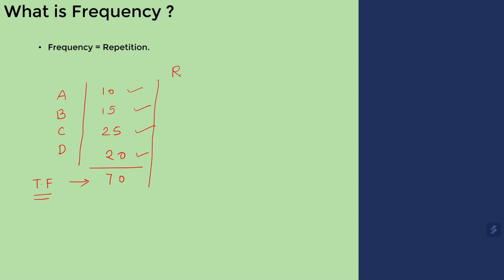Now let's understand what is relative frequency. Relative frequency is how much it is relative to the total frequency. For example, the question that comes to mind is, what is the relative frequency of A? It will be 10 upon 70. So this is going to be our relative frequency, 0.142. Similarly, 15 divided by 70.